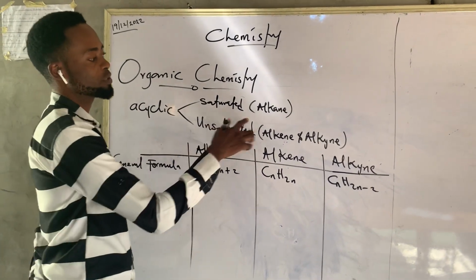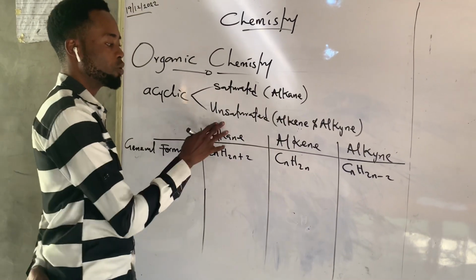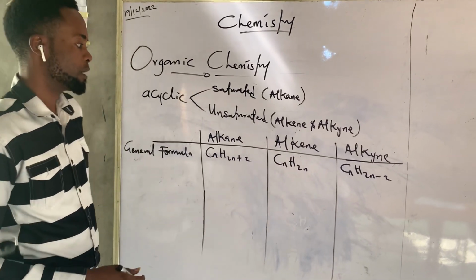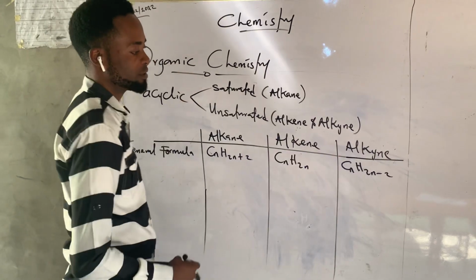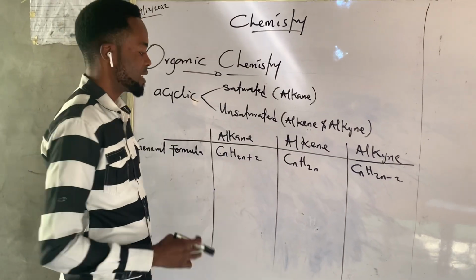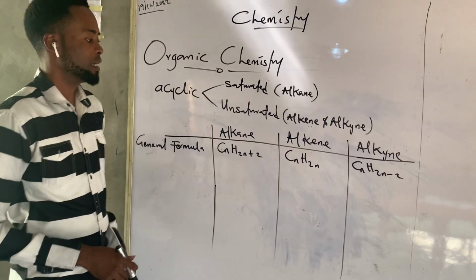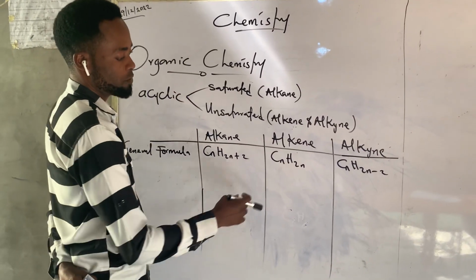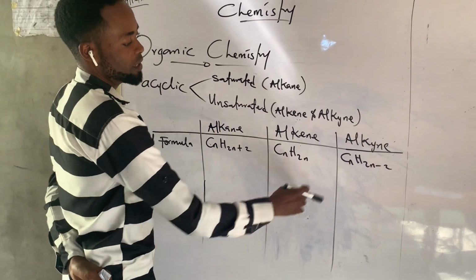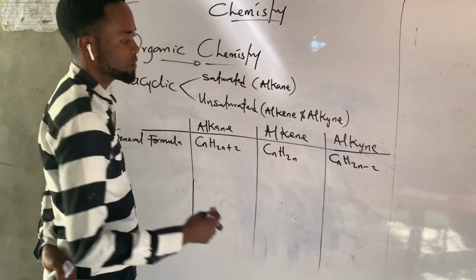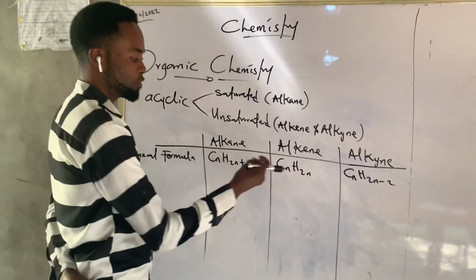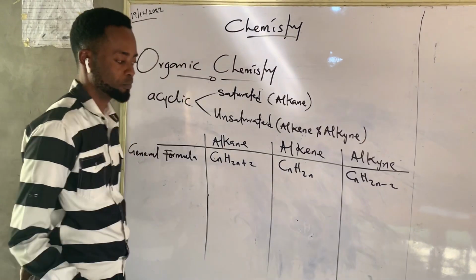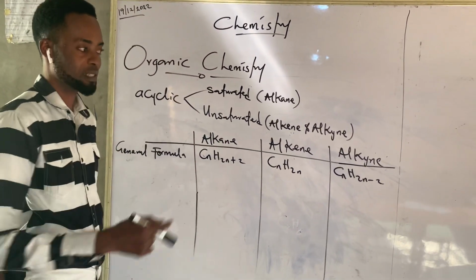An example of the saturated is alkane, while the unsaturated are the alkenes and alkynes. Alright, now we will be considering them one by one. Each stands for a family and they have a general formula. Now, the general formula for the alkane is CnH2n+2. For the alkene it is CnH2n, and for the alkyne CnH2n-2. Now, if you check the difference, it's just 2. This is plus 2, this has no 2, and this is minus 2. So that helps you to understand the formula.